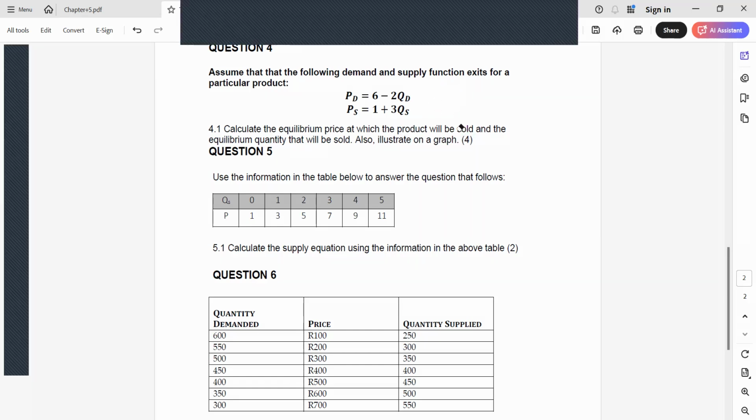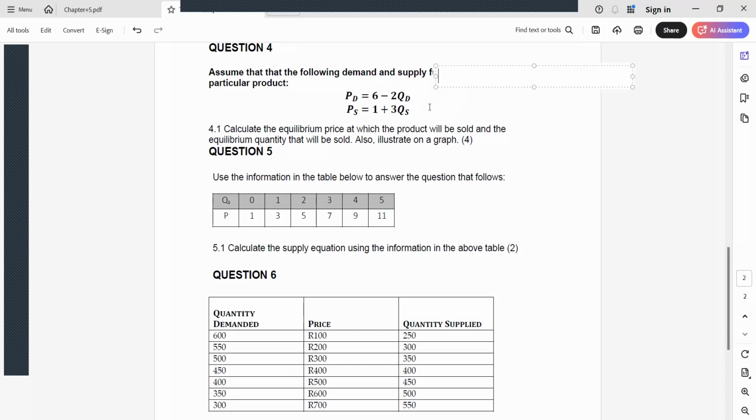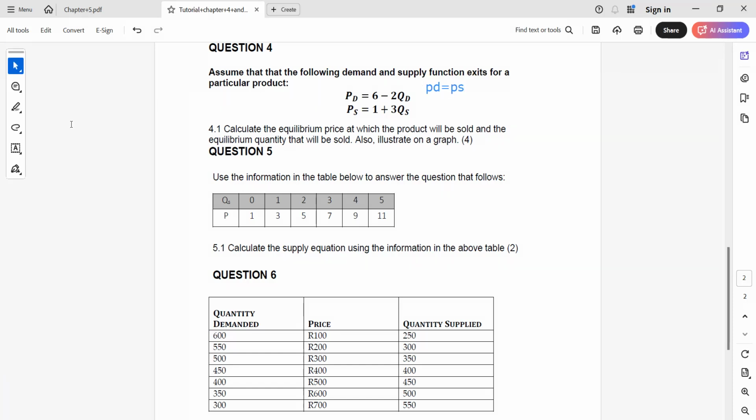So what we'll do is say PD is equal to PS, right? PD is equal to PS. We're trying to equate these equations. Then we'll say 6 minus 2 QD, because PD is 6 minus 2 QD, is equal to PS, which is 1 plus 3 QS.